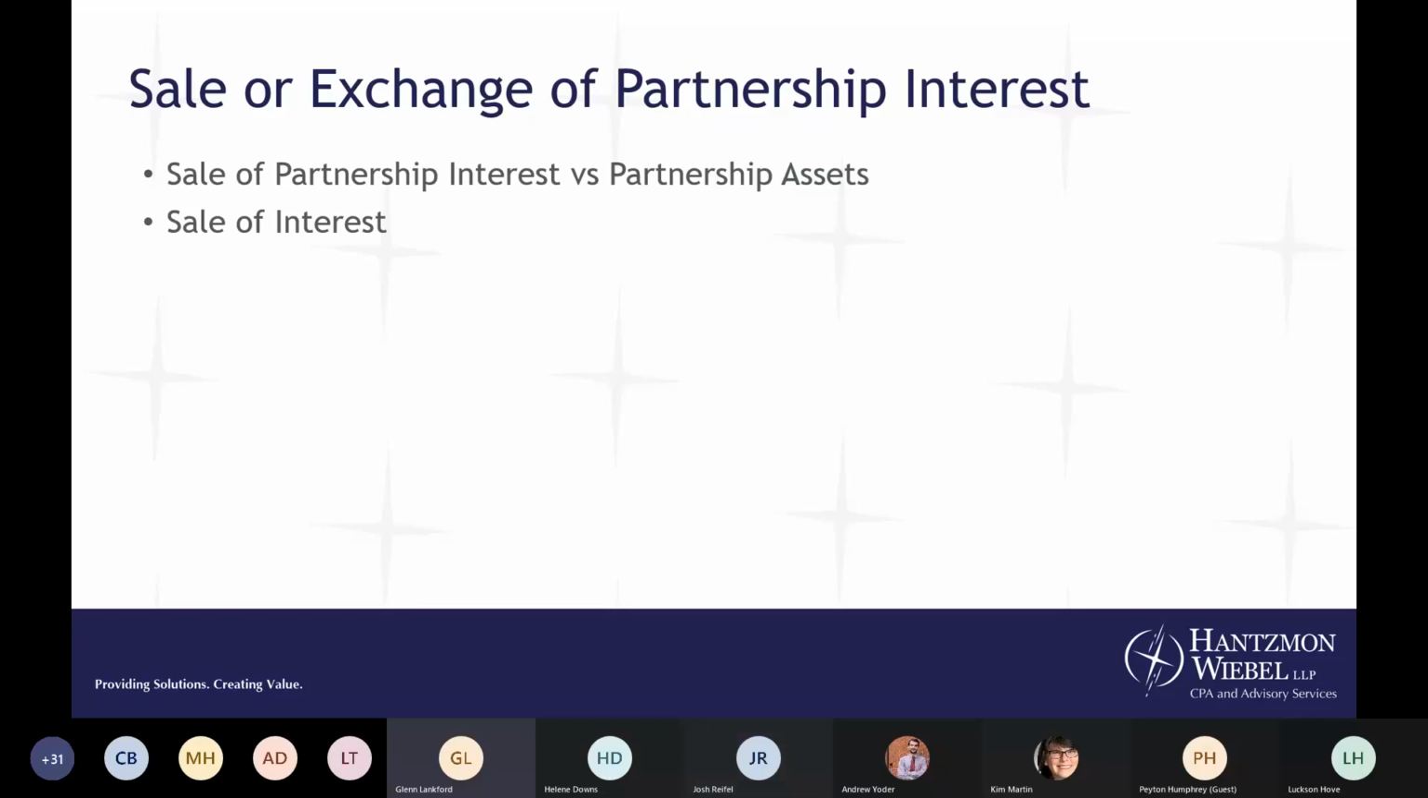Changing the subject a little bit, I just wanted to point out another distinction between selling a partnership interest and selling the assets, for example selling an LLC, which is treated as a partnership, versus selling its assets. And this is a state and local issue. If a partnership sells its assets and those assets are in Pennsylvania, Pennsylvania is going to want tax on the gain on the sale of those assets.